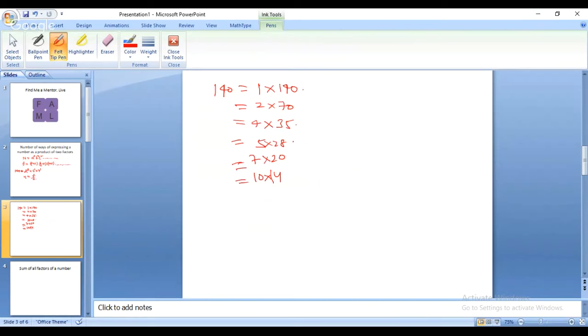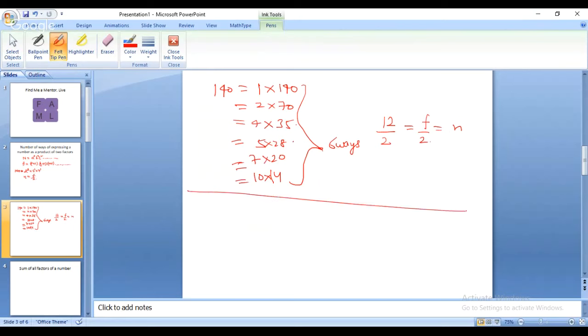So how many ways of writing them as a product of two factors to get 140? This is 1, 2, 3, 4, 5, 6 ways. So that comes to be half the number of factors. Okay, so the formula is clear here: small n is equal to the number of factors upon 2 for this number.